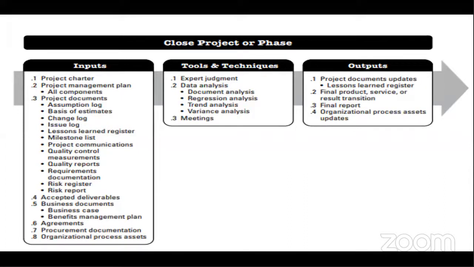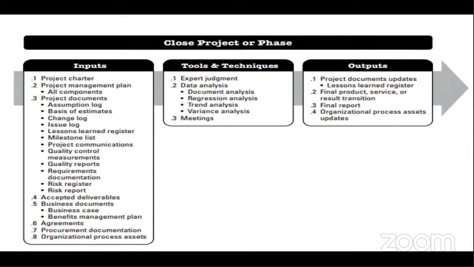Then you have the change log, issue log, lessons learned, milestone list, project communications, quality control measurements, quality reports, requirement documentation, risk register, risk report. Then we also have accepted deliverables, business documents. You remember the business document we used in the formation of the business or project charter in the beginning. So we're having it here again.